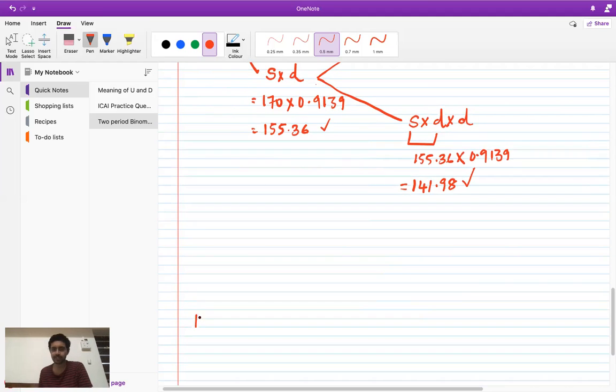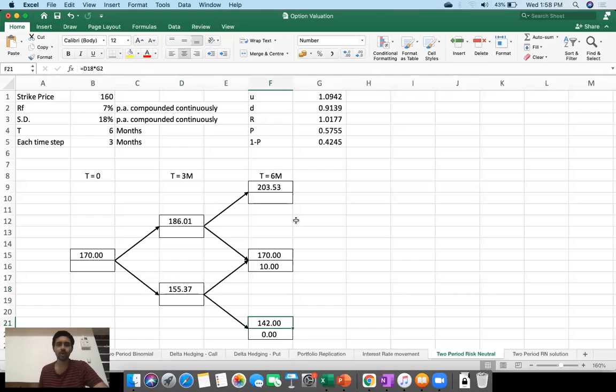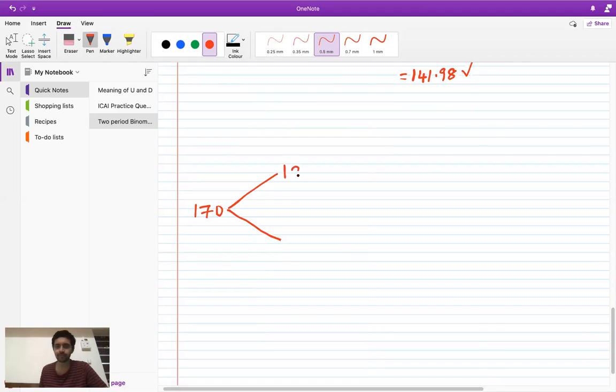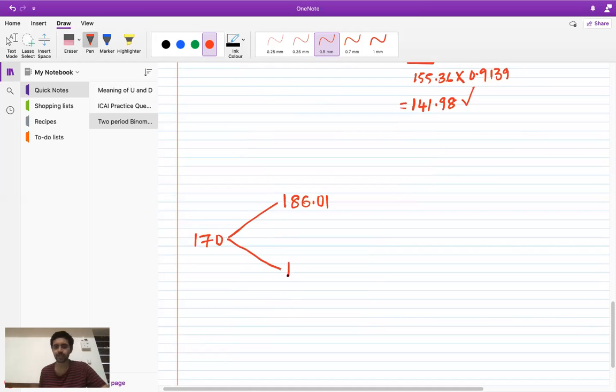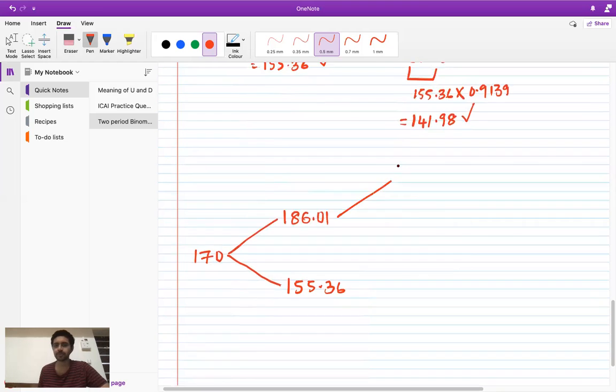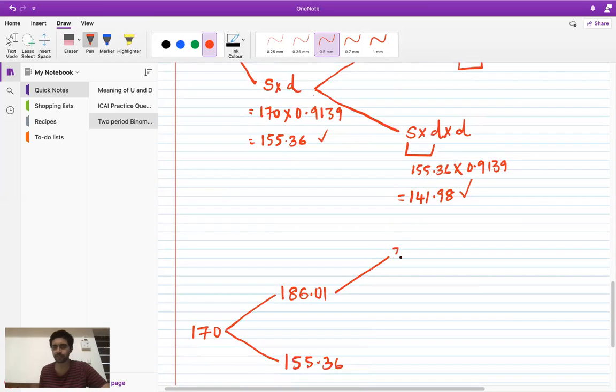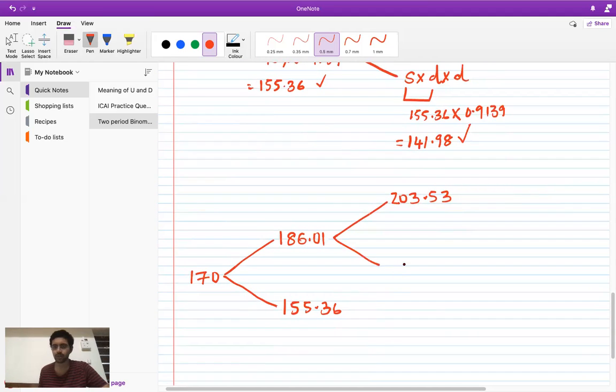So we have 170, which could go up or which could fall. It could go up to 186.01, or it could fall down to 155.36. This could further go up to 203.53, or it could fall down to 170. All right. And this could go up to 170 and it could fall down to 141.98.